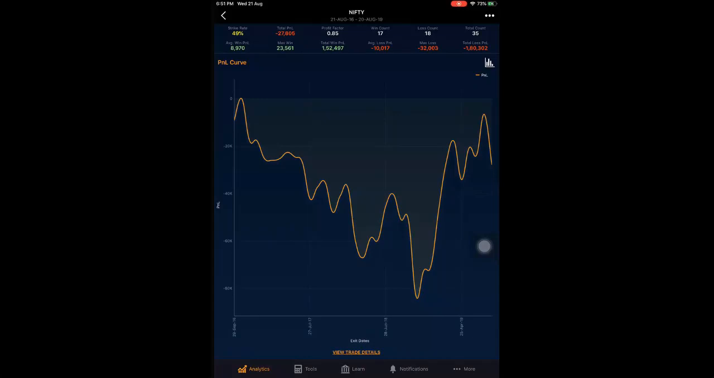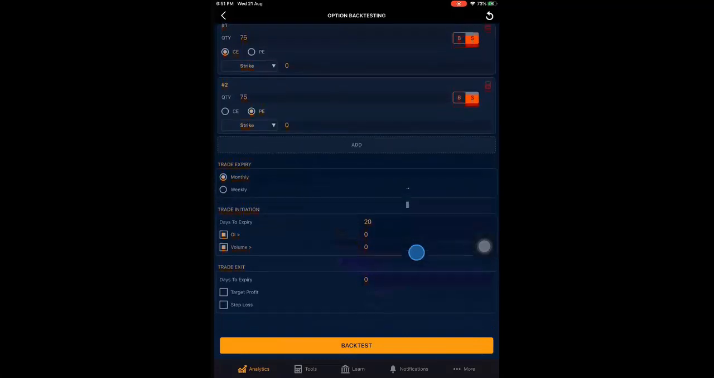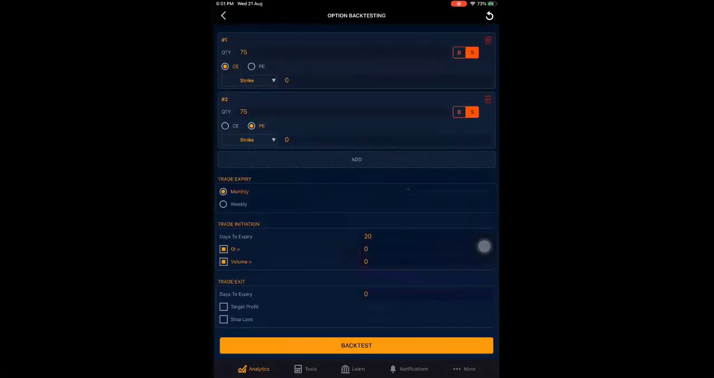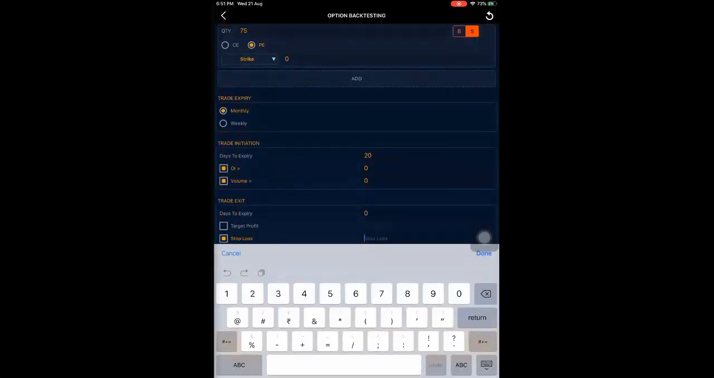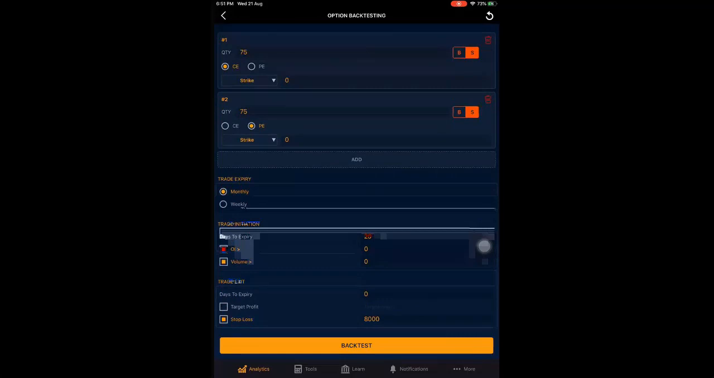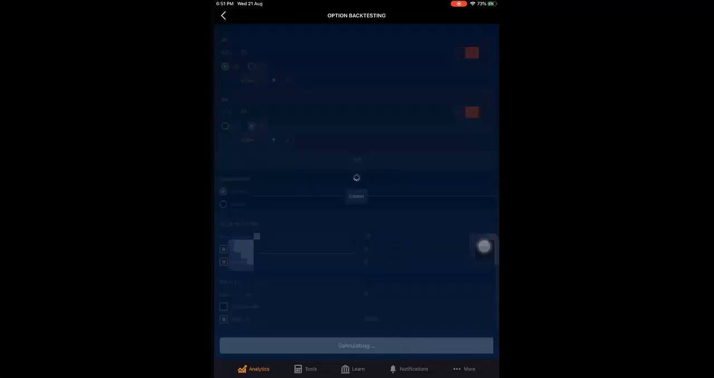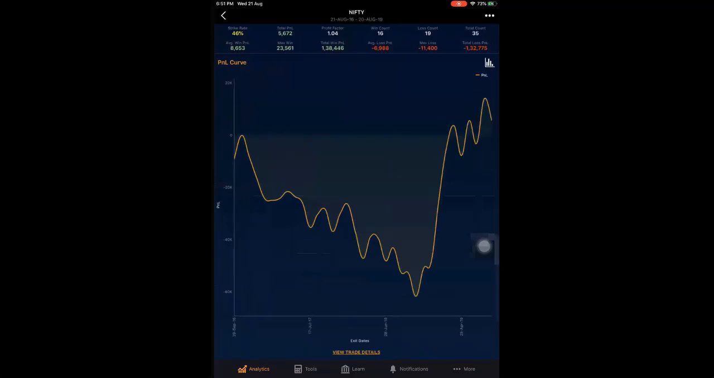Now I want to say that I don't want such a big loss. So I want to go and do the stop loss. So I say whenever the loss is, say, 8,000, exit. So I'm keeping the stop loss as 8,000 and then I'm seeing the PNL. Now we saw the difference. I have optimized my strategy.